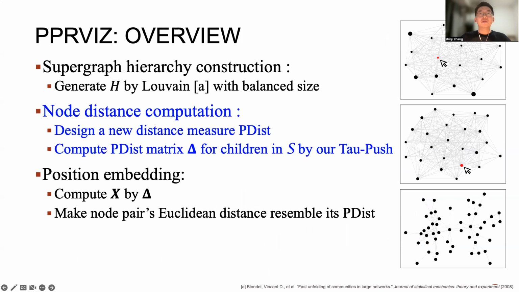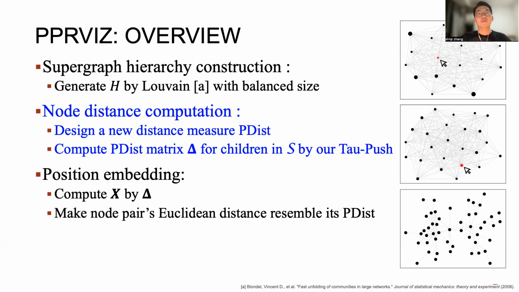To mitigate the issues raised by existing solutions, we propose a graph visualization solution called PPRVs. It adopts the multi-level framework and contains the following three main steps. The first step is the construction of a supergraph hierarchy. It is generated using the famous community detection algorithm Louvain, while trying to ensure that the number of children of each supernode is balanced.